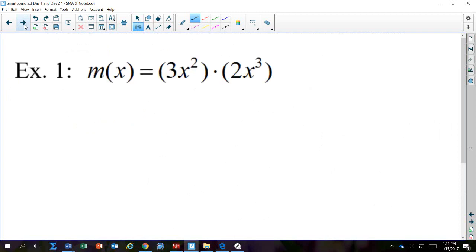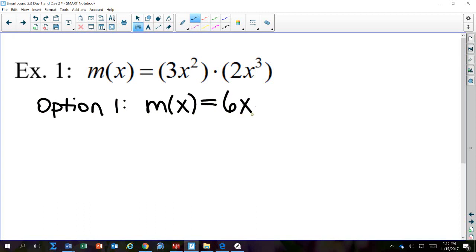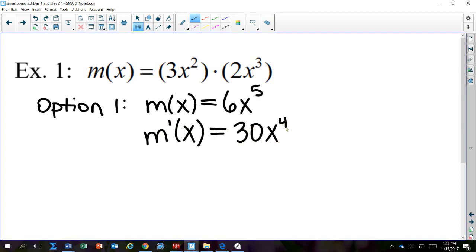All right, so here's my first example. Going back to what you said, here's your first option, where you don't necessarily have to use the product rule. You could just multiply these and get that your function m of x is equal to 6x to the fifth. That's just doing a rewrite. I haven't taken the derivative yet. I'm just multiplying that expression out. Once it's multiplied out, then I can take the derivative. Notice how my notation changes to m prime, and that would be 30x to the fourth. Option 1. Option 2.